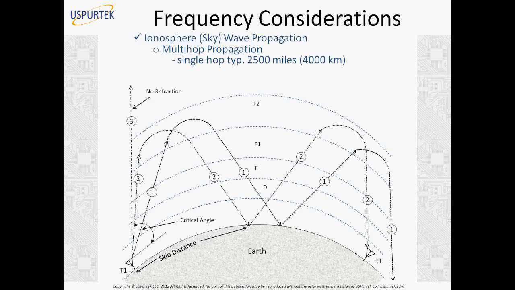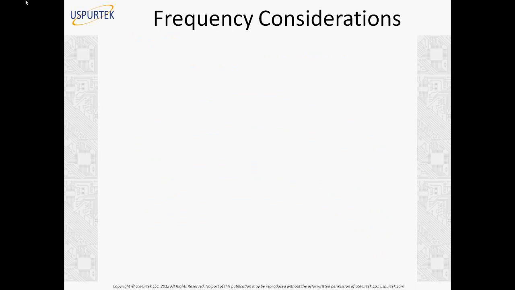Now we can use multi-hop propagation too to extend the range. What happens is that when the RF wave returns, okay, there is a question here. Skip distance again. Okay, let me go back.